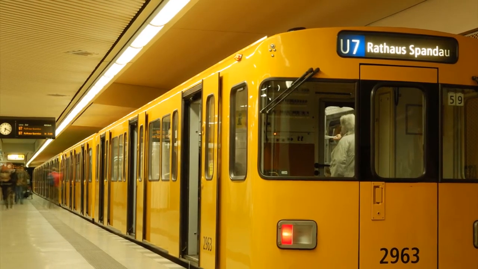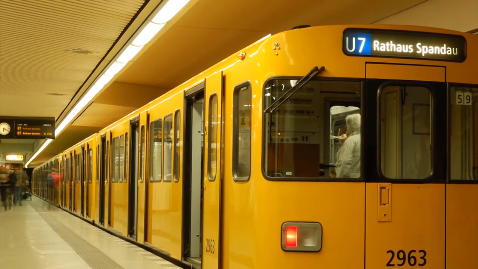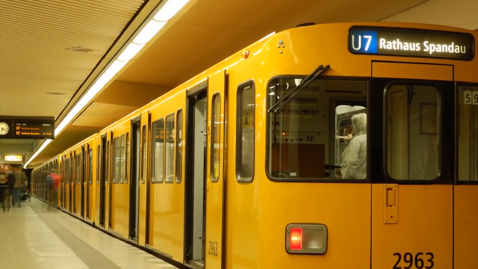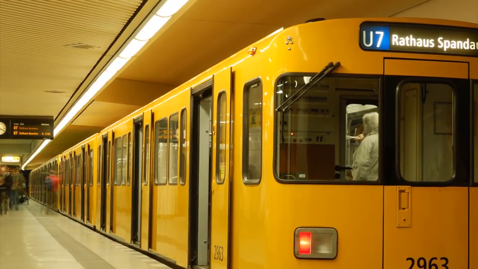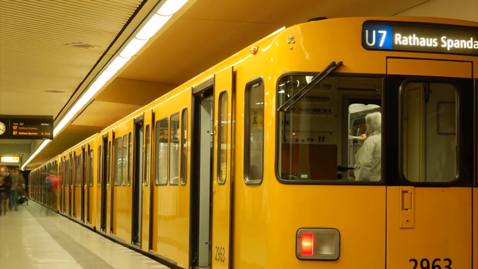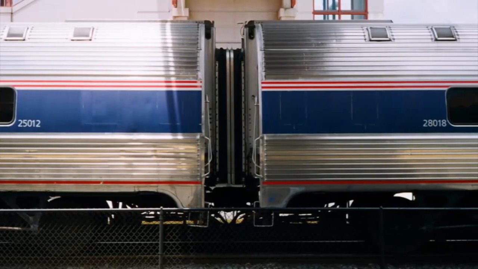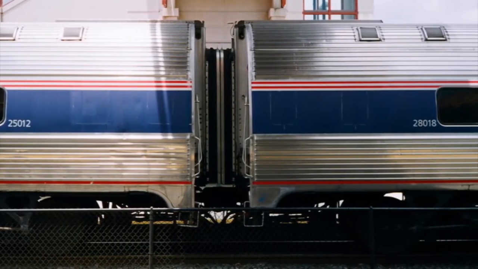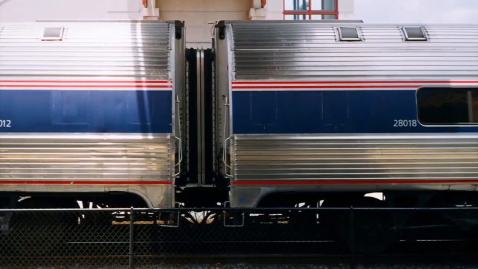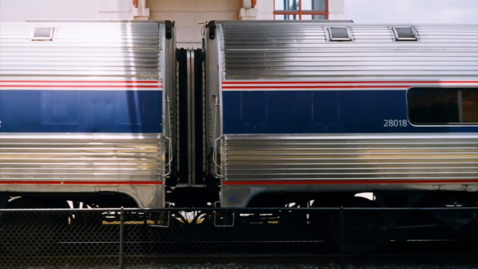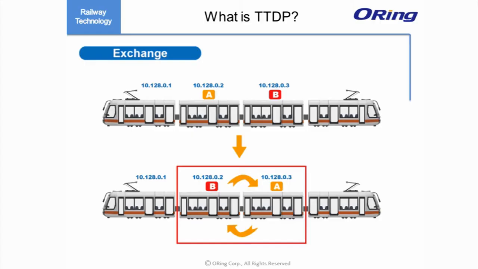Traditionally, onboard switches have a fixed IP address that follows them wherever they go. For ease of management, the IP addresses of the switches are based on the sequence of the train carriages. This would cause confusion to the operators when the train carriages are rearranged, because the IP addresses will not match the new order of the train carriages. Therefore, the operators must reconfigure the switches manually. With TTDP, the problem can be solved.